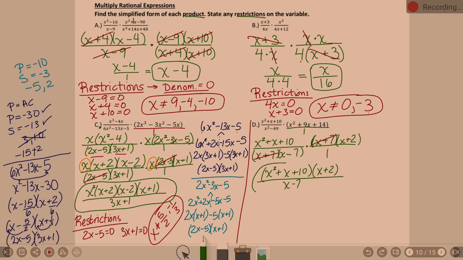Notice on top, I put that x squared plus x plus 10 in parentheses, didn't I? And you must do that, because we're multiplying it by another factor, I must put it in parentheses. X minus 7 on bottom, why didn't I put it in parentheses? It's the only thing. I have no problem if you put it in parentheses. I would like to think the parentheses don't affect anything, but I'm not going to guarantee that.